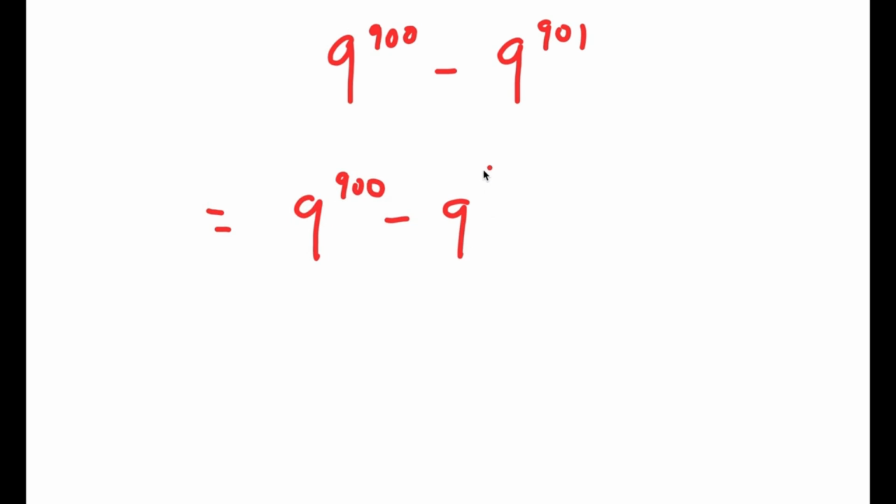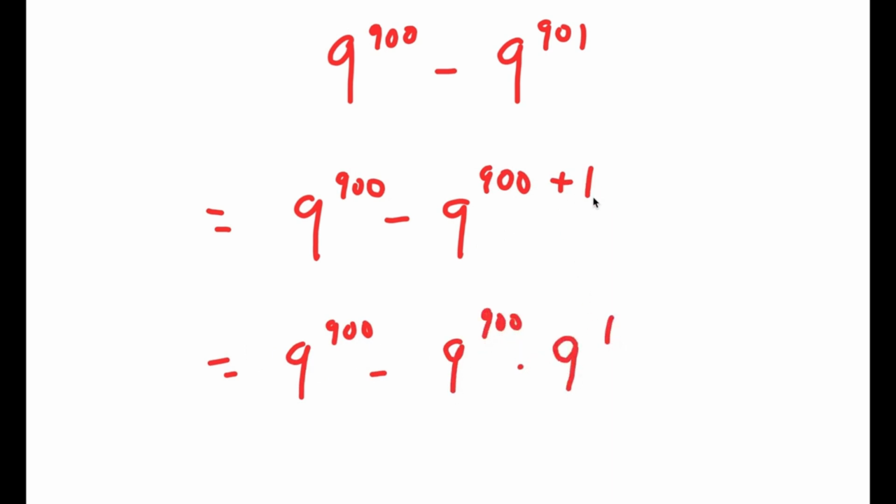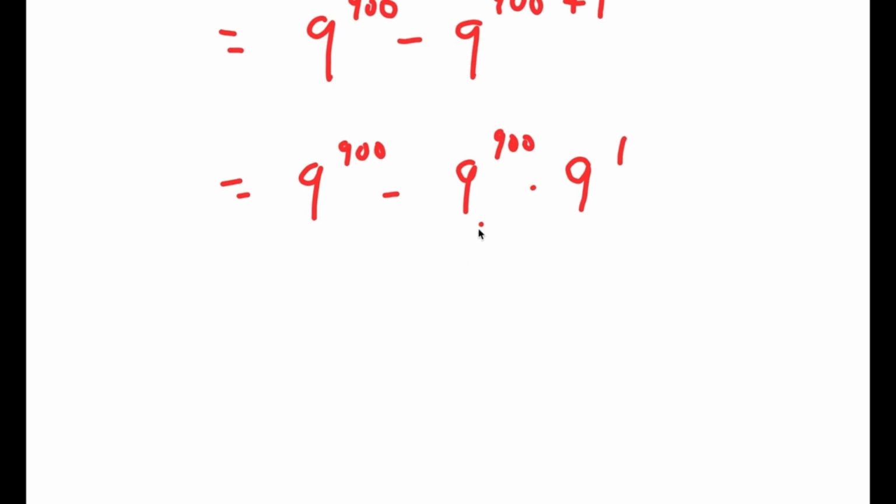Alright, so in this video, I'm solving the problem 9 to the power of 900 minus 9 to the power of 901. So to solve this, I'm going to first rewrite this as 9 to the power of 900 minus 9 to the power of 900 plus 1, which turns into 9 to the power of 900 minus 9 to the power of 900 times 9 to the power of 1 using the property of exponents.